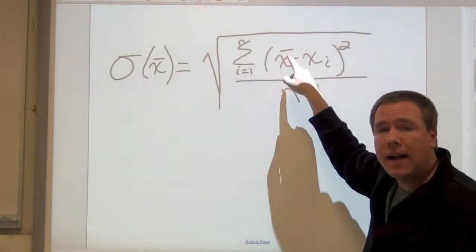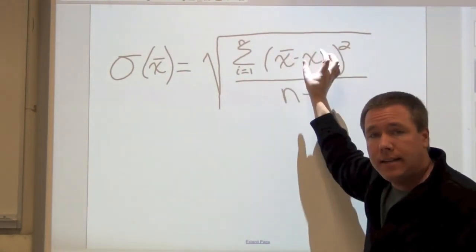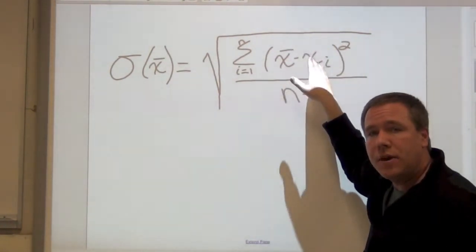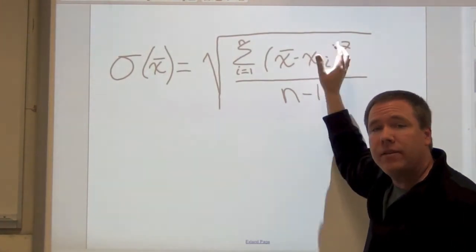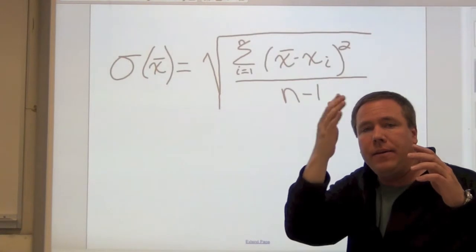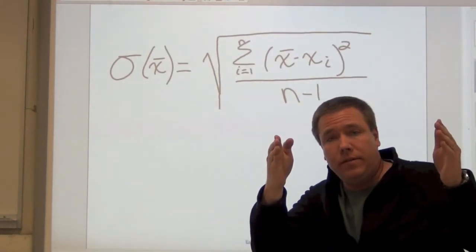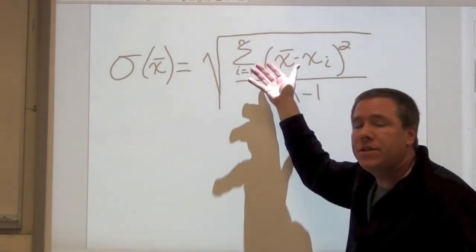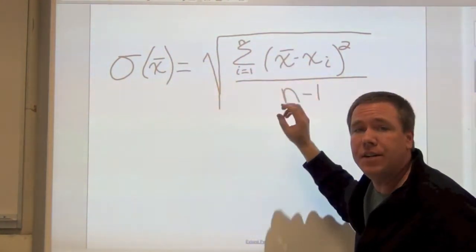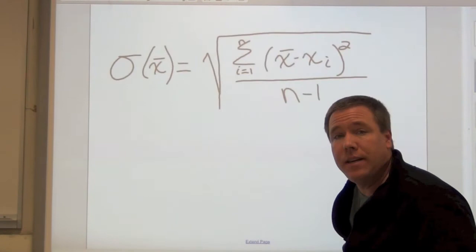We take the mean value and we subtract from it one of the data points. We take that difference and square it. Then we take the mean value and subtract the next data point. Take that difference and square it. We add all those squares up for all the differences between the mean and the individual data points. Once all those are summed up, we divide by n minus 1, and then that whole fraction, we take the square root. That becomes the standard deviation.